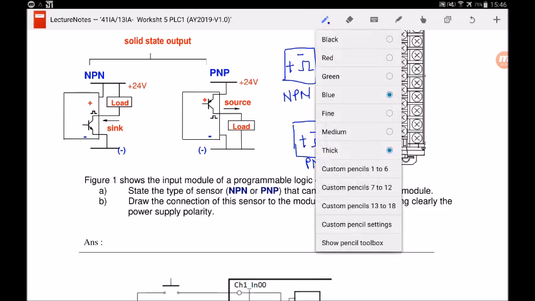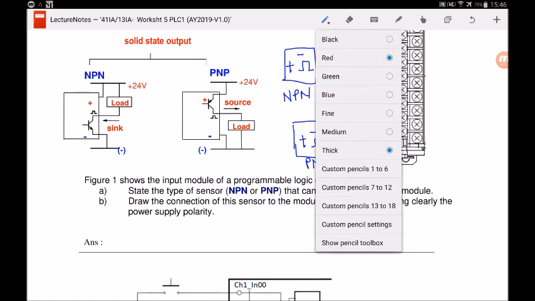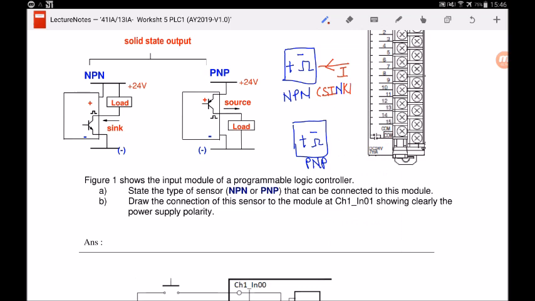Well, let me illustrate to you. An NPN sensor means current is flowing into the sensor. That's why it's called a sinking sensor, or we call it an NPN sensor. Okay, so now I will just write the word here. So this is how I remember that NPN is a sinking sensor.